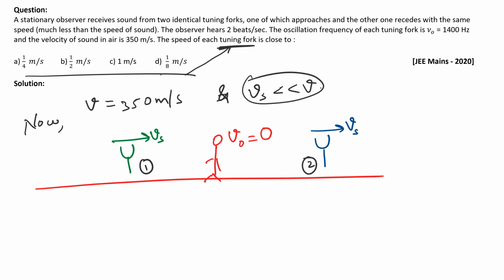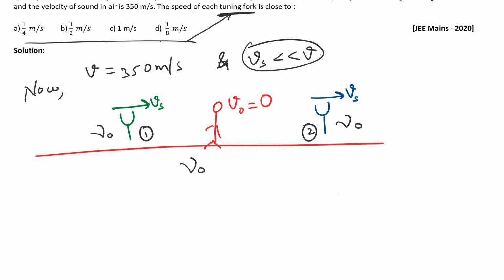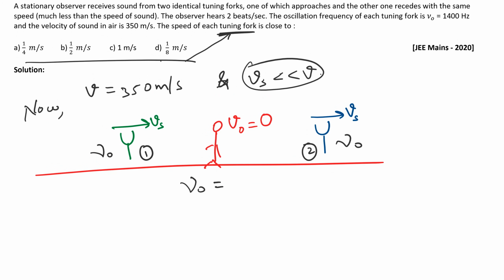Both of these tuning forks have frequency nu naught. Let us say the frequency of the sound produced by these two tuning forks is nu naught, and as you can see from the question, nu naught is equal to 1400 hertz.